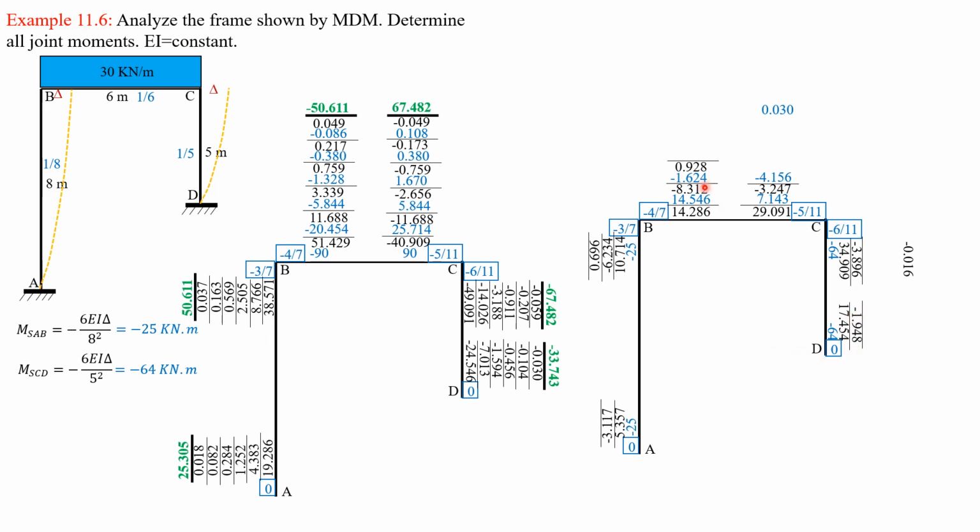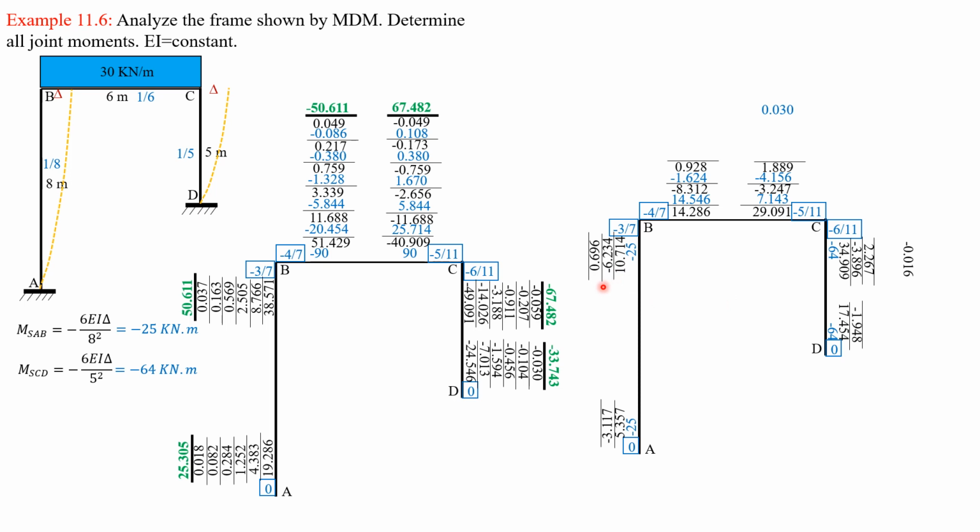Then negative 1.624 times negative 4 over 7, 0.928 lakh partially. Negative 1.624 times negative 3 over 7, 0.696 lakh partially. Negative 4.156 times negative 5 over 11, 1.889 lakh partially. Negative 4.156 times negative 6 over 11, 2.267 lakh partially.